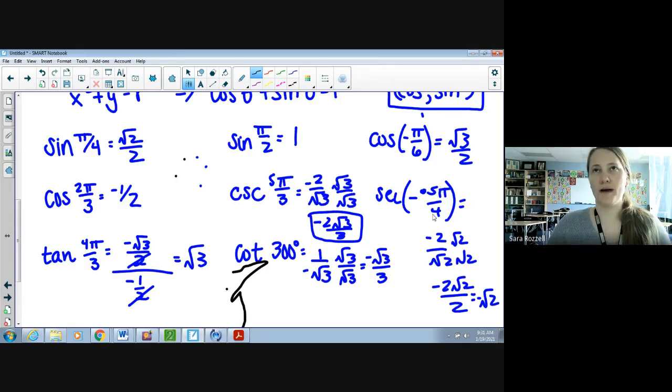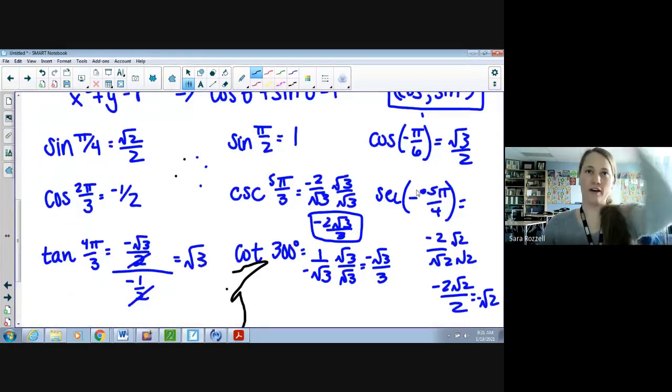So negative 5 pi over 4. 5 pi over 4 was 225. So we went backwards 225 and got to 135. Secant is the reverse of cosine. Flipped it over. Had to rationalize it. That one does simplify there.